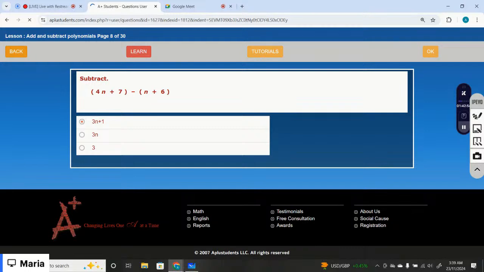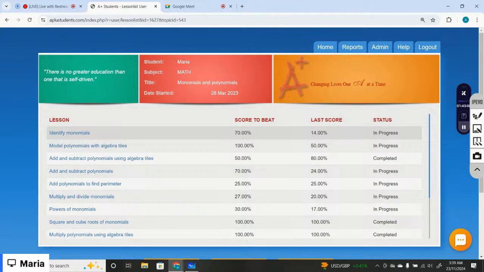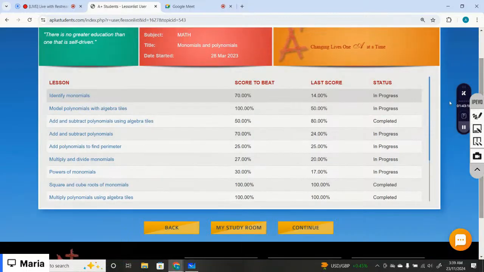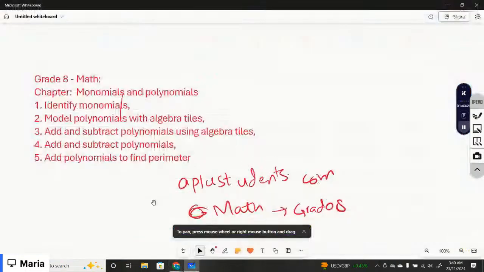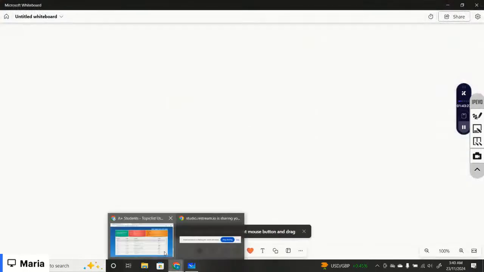So, we were working on grade 8 math. The chapter we were working on is monomials and polynomials. The lessons we have covered today are identify monomials, model monomials with algebra tiles, add and subtract polynomials using algebra tiles, and add and subtract polynomials. So please make sure before the next session you complete all the practice questions for the lessons we just did. That is your homework until next session.